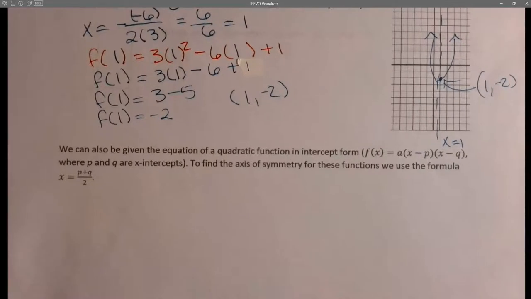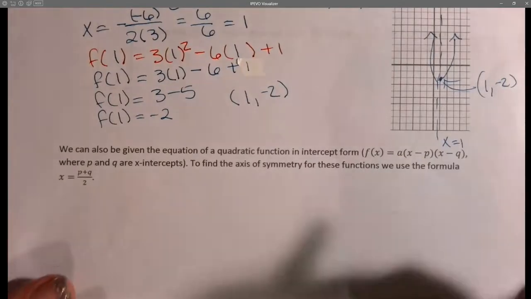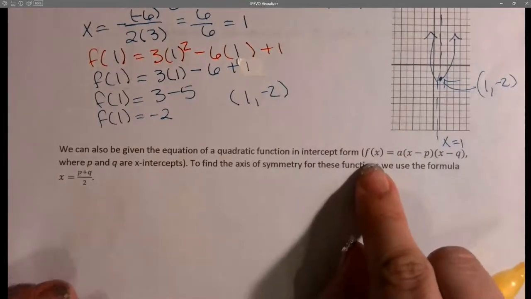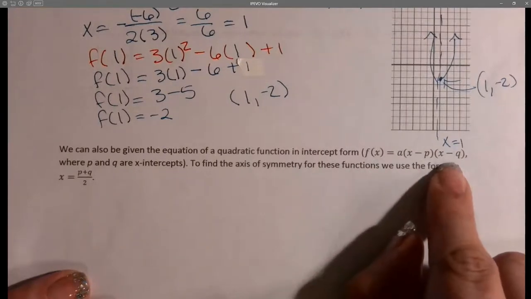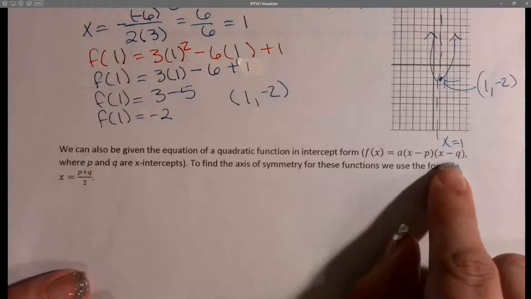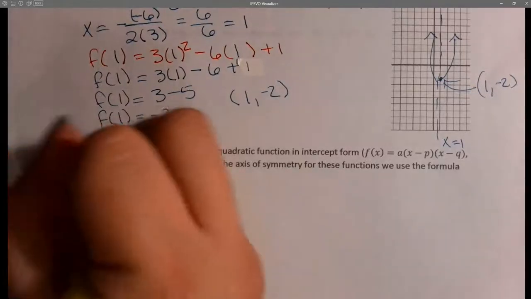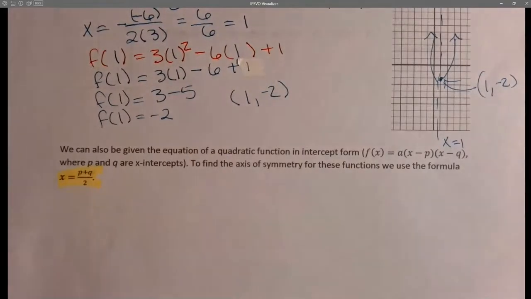Okay. We can also be given the equation of a quadratic function in intercept form. This is when it's written out like f of x equals a times x minus p times x minus q. The way I find my vertex here is I take x equals p plus q, so opposite the signs of what is in the parentheses, and I add them together and then divide by 2 to get the x value.